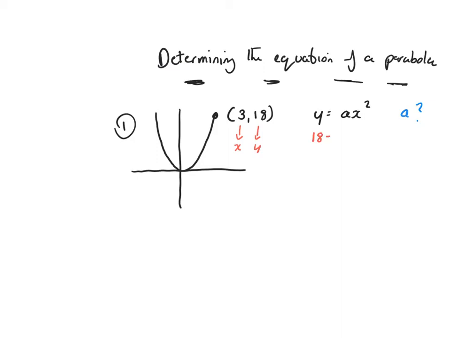So I'm going to sub in 18 for y. And it's a times x squared, so it's a times, well, x is 3, a times 3 squared. 3 squared is 9, so that's just 9a. And then I'm going to bring the 9 down and divide, and a will be equal to 18 over 9, and a is equal to 2. So we can see that that was achieved just through simple substitution.